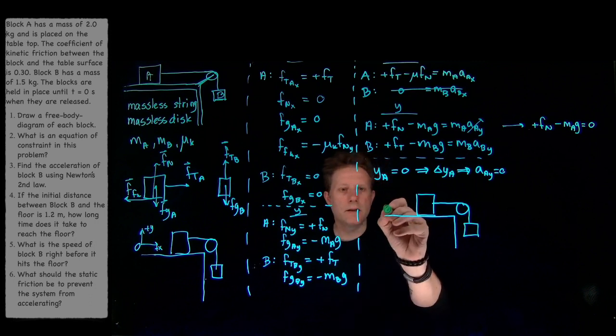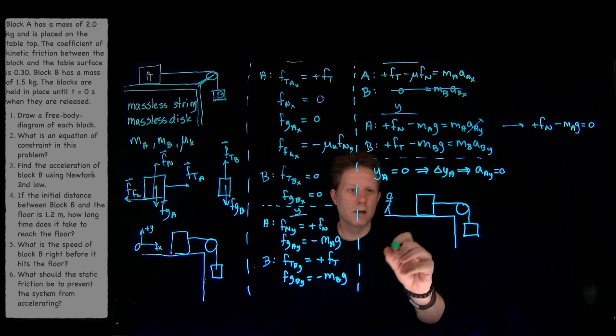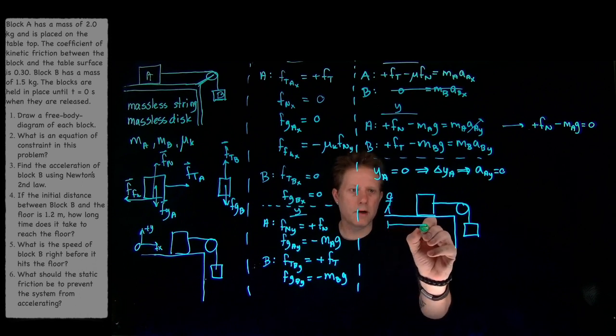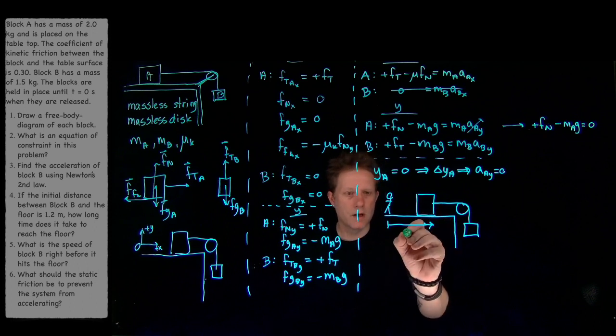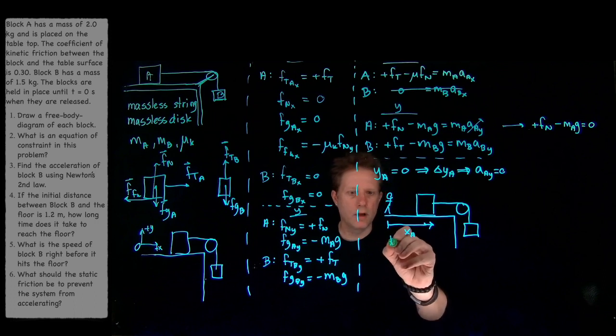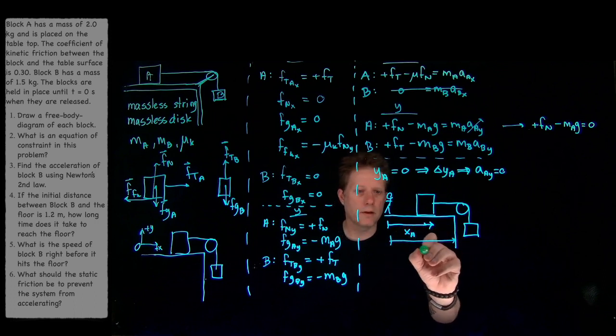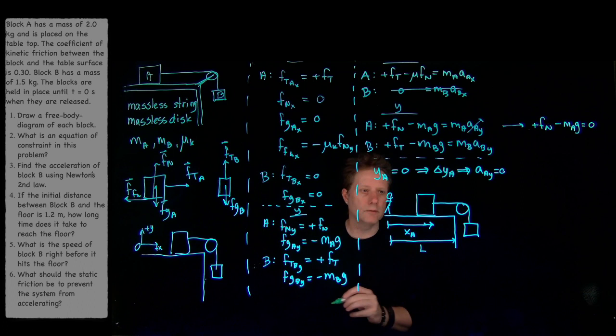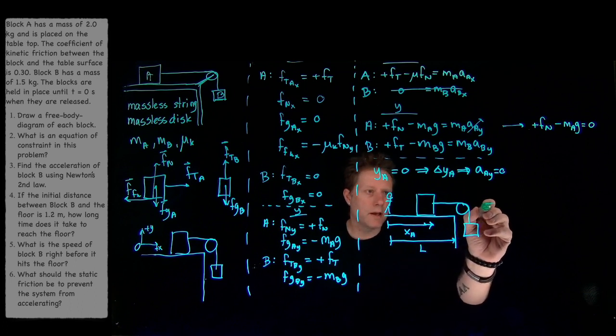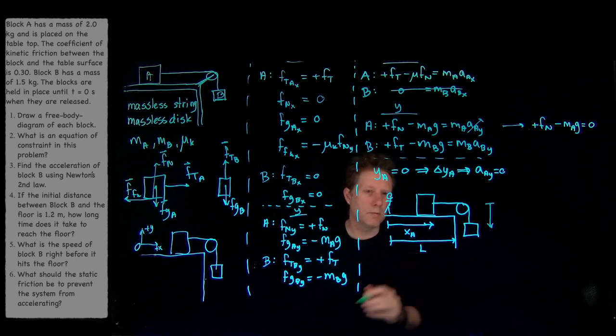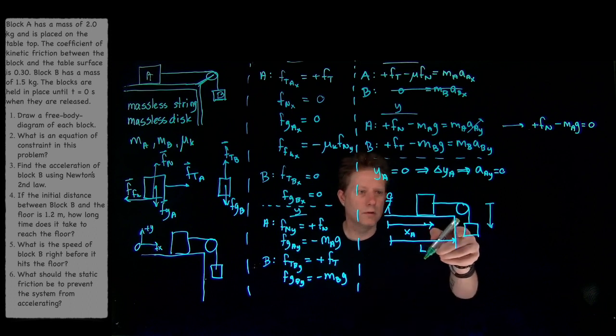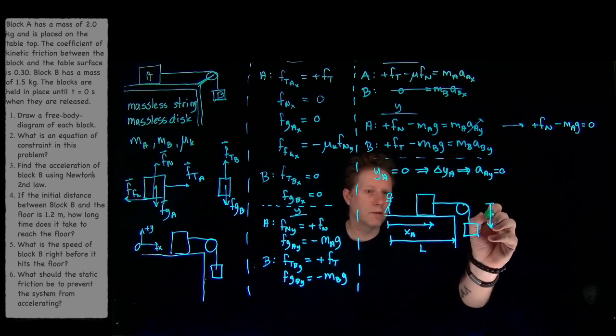And then here is our reference frame. So we're going to say this part here, going all the way over to where the string is, I'm going to call that the x position of box A. I'm going to say the table length I'm going to call capital L. And then we're going to say that the position of the box is going to be negative y_B.